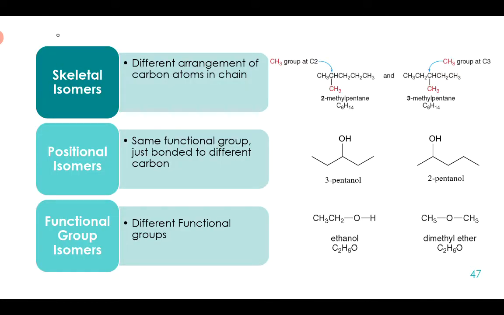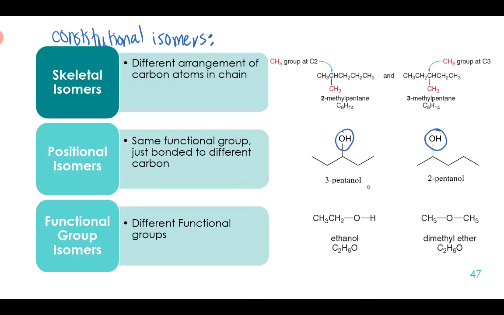So as a brief review, we talked about our different types of constitutional isomers before. Constitutional isomers can either be skeletal isomers, meaning the molecules have a different arrangement of carbon atoms, as shown here with 2-methylpentane and 3-methylpentane. The carbon arrangement is different. We also have positional isomers, which have functional groups at different locations.